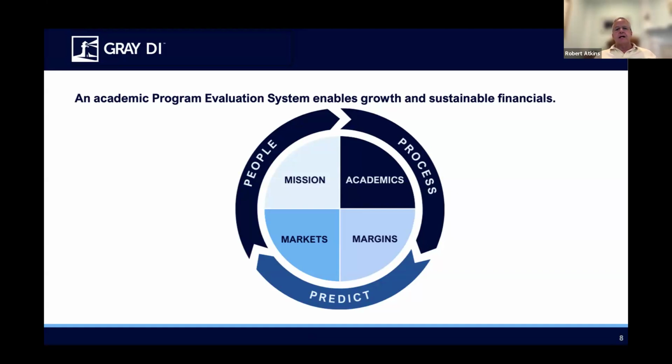So you put all that together, the data on mission, academics, markets, and margins, you bring together the right people in the right process, and then you can make really sound program decisions.